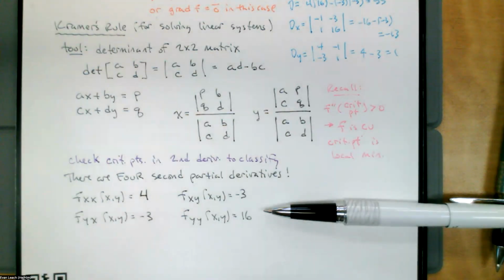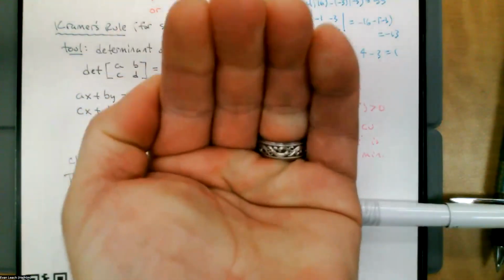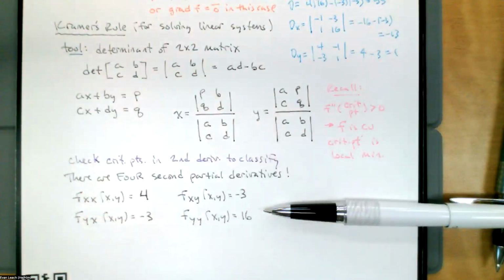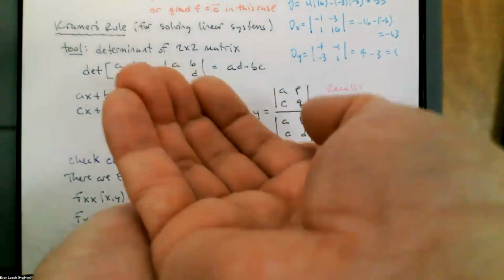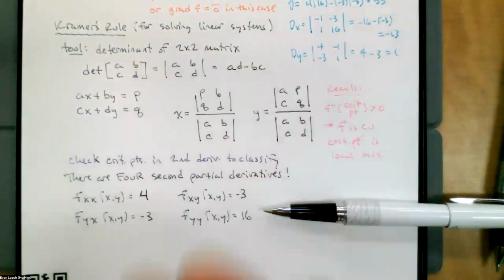For those of you playing along at home, I'm doing this with my hands. X direction concave up, y direction concave up. I gave you the wrong perspective on that. Concave up in the x, and then concave up in the y.